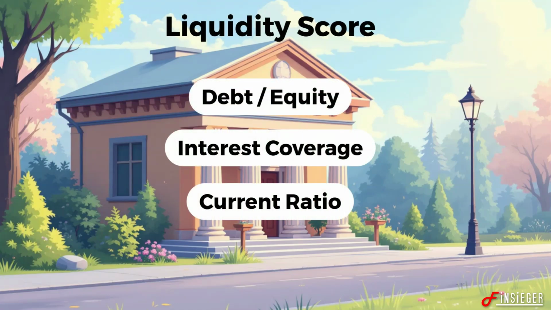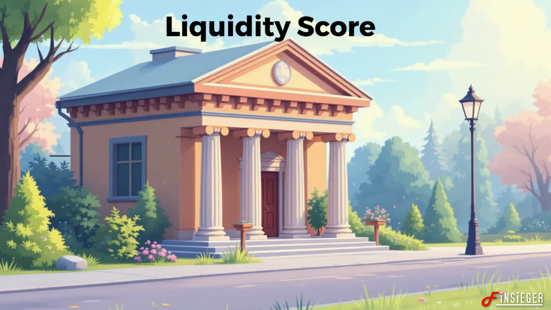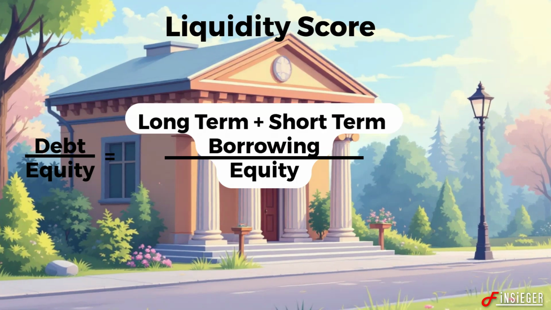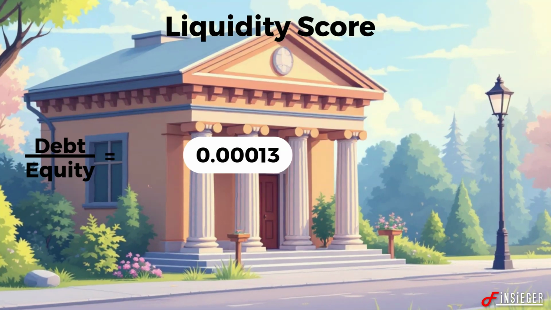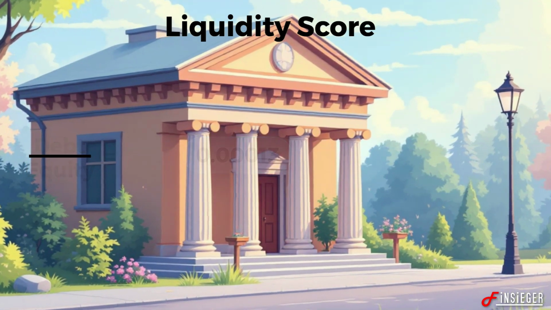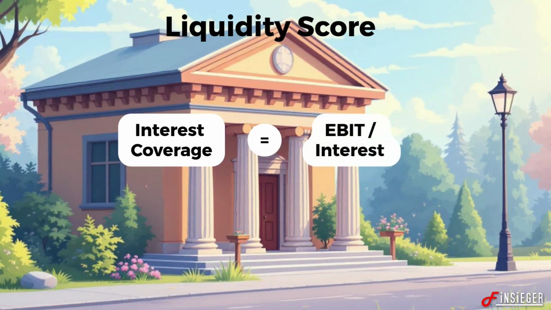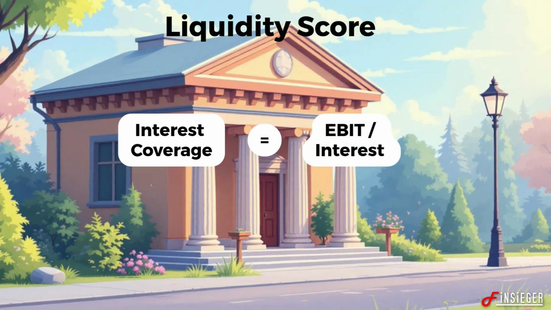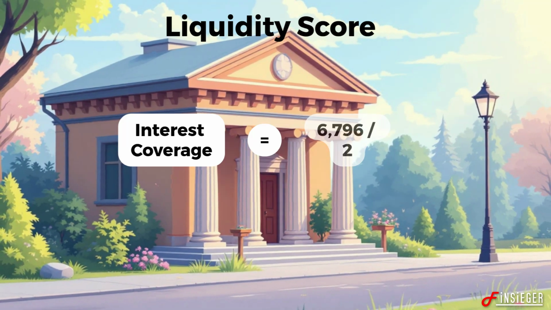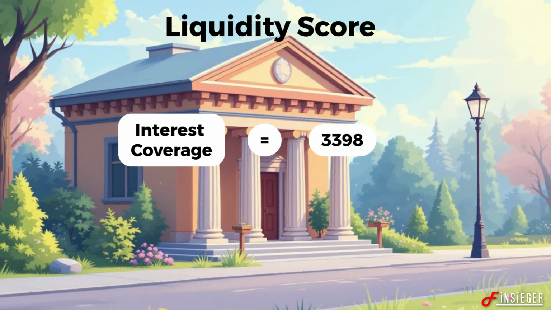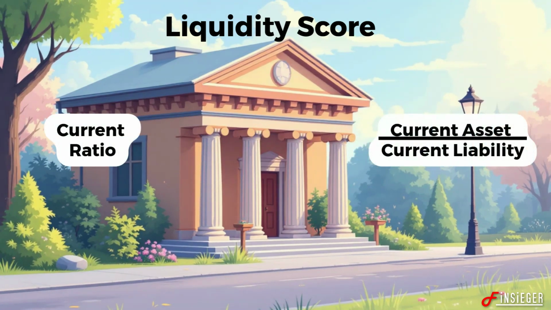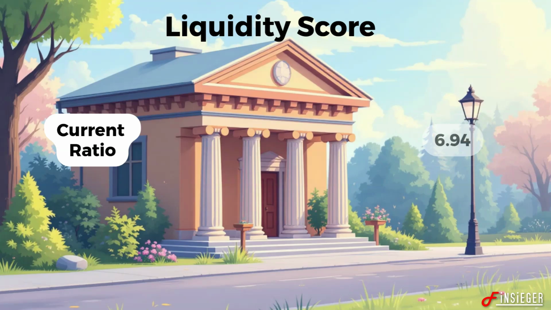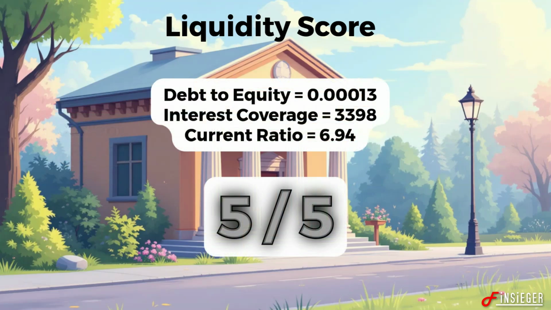In case of liquidity, let's look at these three parameters. Debt to equity is long-term plus short-term borrowing divided by equity, which in this case comes 0.00013, which is as good as 0. Interest coverage is earnings before interest and taxes divided by the interest portion. In the case of Divis Labs, it is 3,398. It is way above 1 here. Let's see current ratio. Current ratio is current asset divided by current liability. In this case, it is 6.94. So we have a liquidity score of complete 5 out of 5.